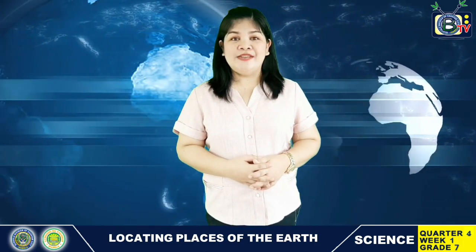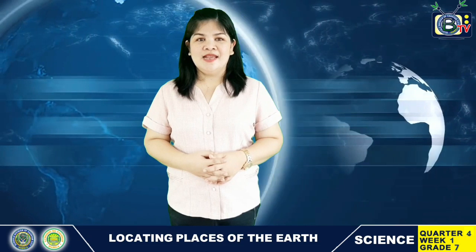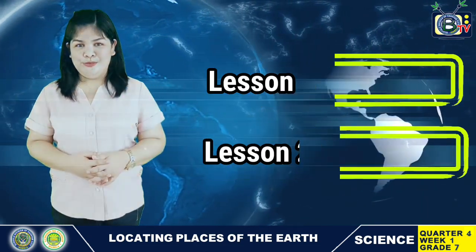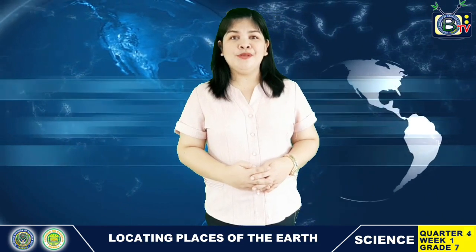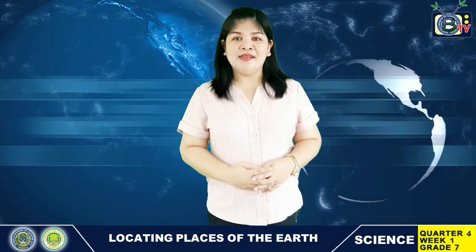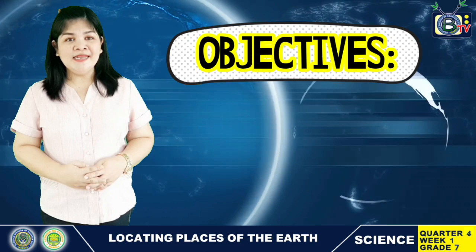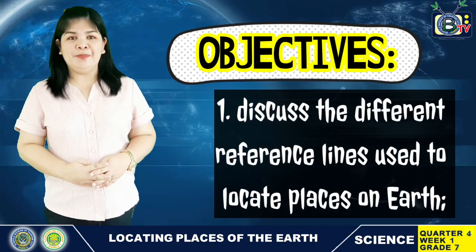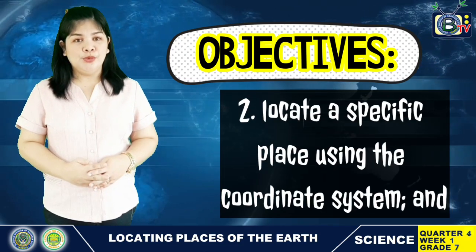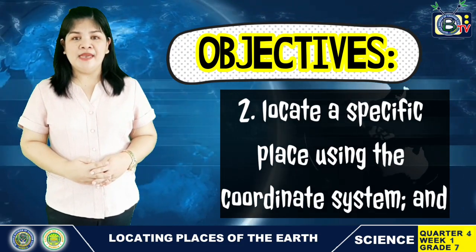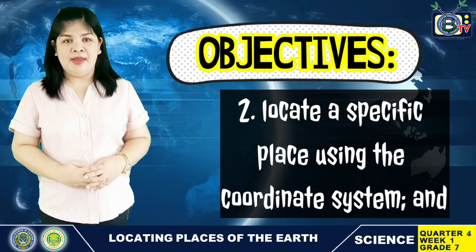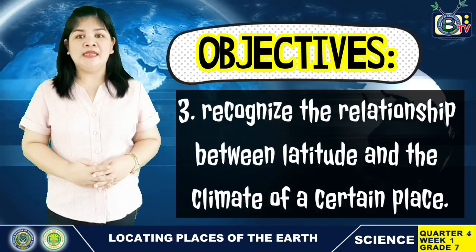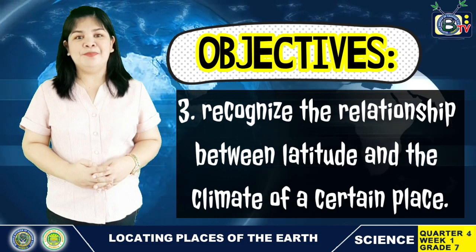This module is divided into two lessons. Lesson 1, Latitude. Lesson 2, Longitude. After going through this module, you are expected to: 1. Discuss the different reference lines used to locate places on Earth. 2. Locate a specific place using the coordinate system. And 3. Recognize the relationship between latitude and the climate of a certain place.